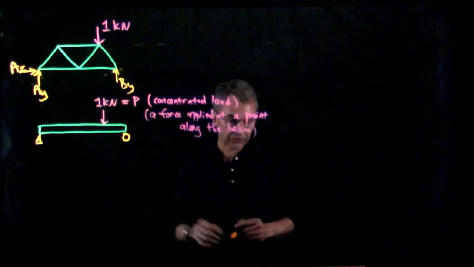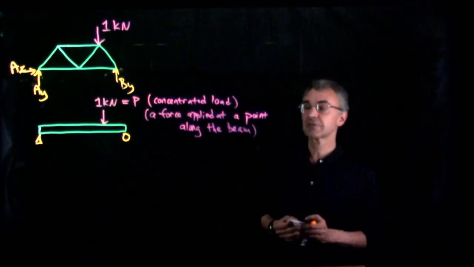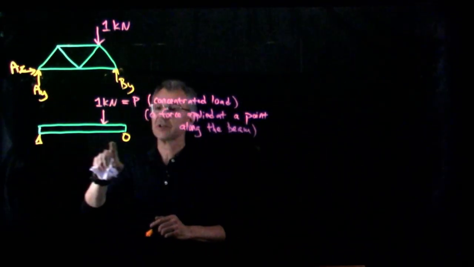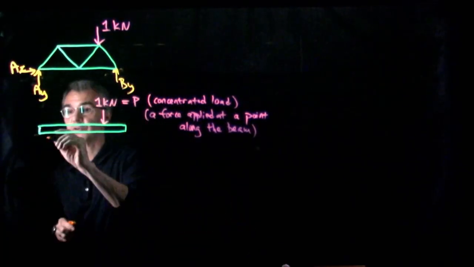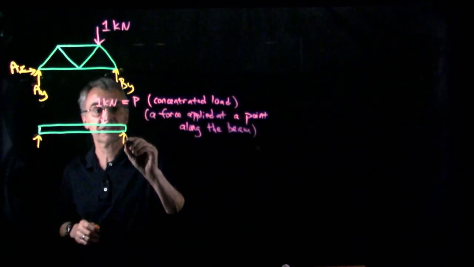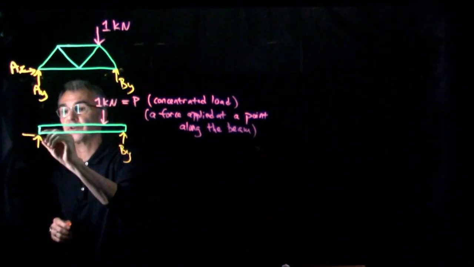And then there are support forces, analogous to these support forces exerted on the truss. So here's a pin support on one side and a roller support on the other, which is typical. This configuration is called simply supported. So a roller support on one end and a pin support on the other end.